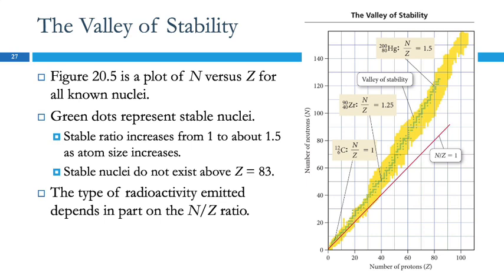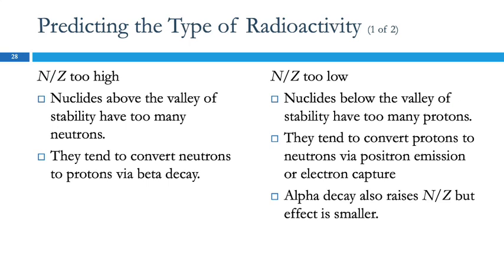Above 83 protons, there are no stable nuclei. They're just not. So the type of radioactivity will depend in part on this ratio. So if we look at the ratio for a given nuclide, if it's out here, then it's going to be unstable. If it's in this area, it's more likely to be stable. And we can predict that the types of radiation that will be given off will be related to this ratio.